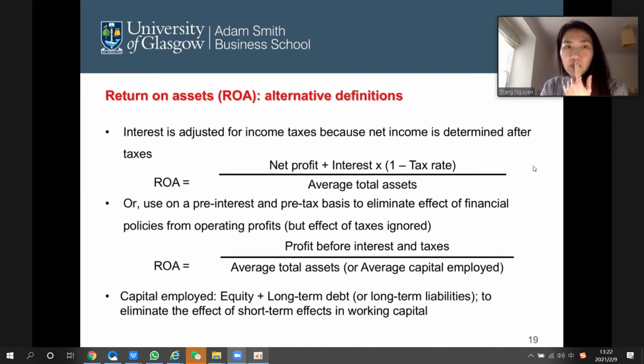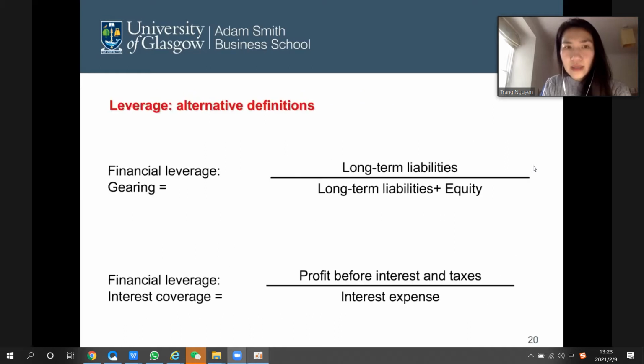When we analyze ROA, if you do the quizzes, you can see the correct answer is based on this approach. This means that we look at net profit, then we add back interest after tax, and then we divide by average total assets. But it completely depends on your choice when you calculate. That is about alternative definitions of ROA. And for leverage, we can use this formula.